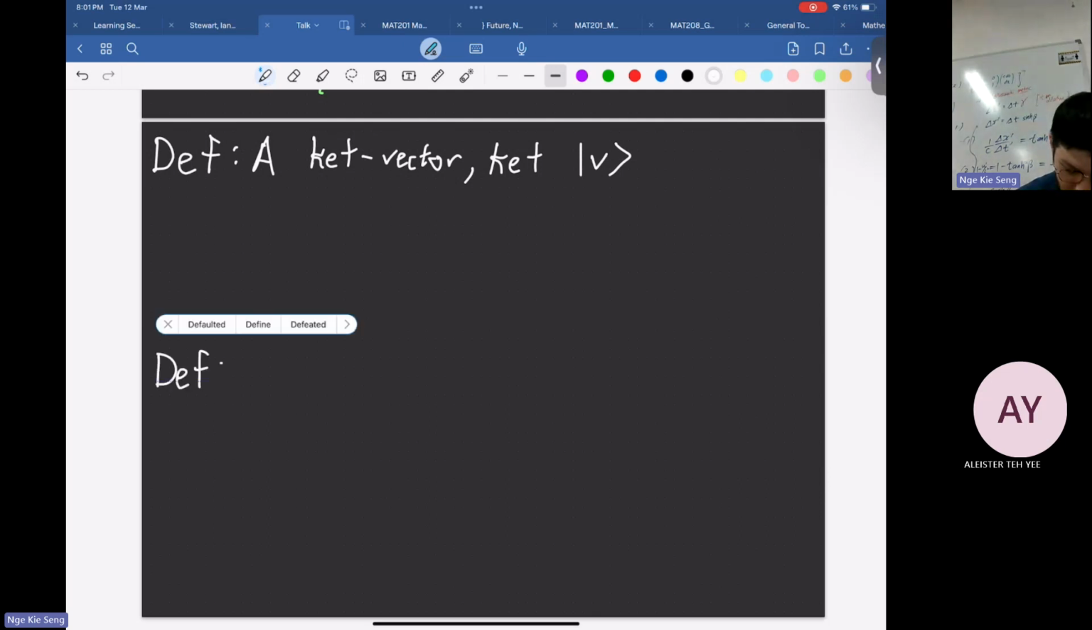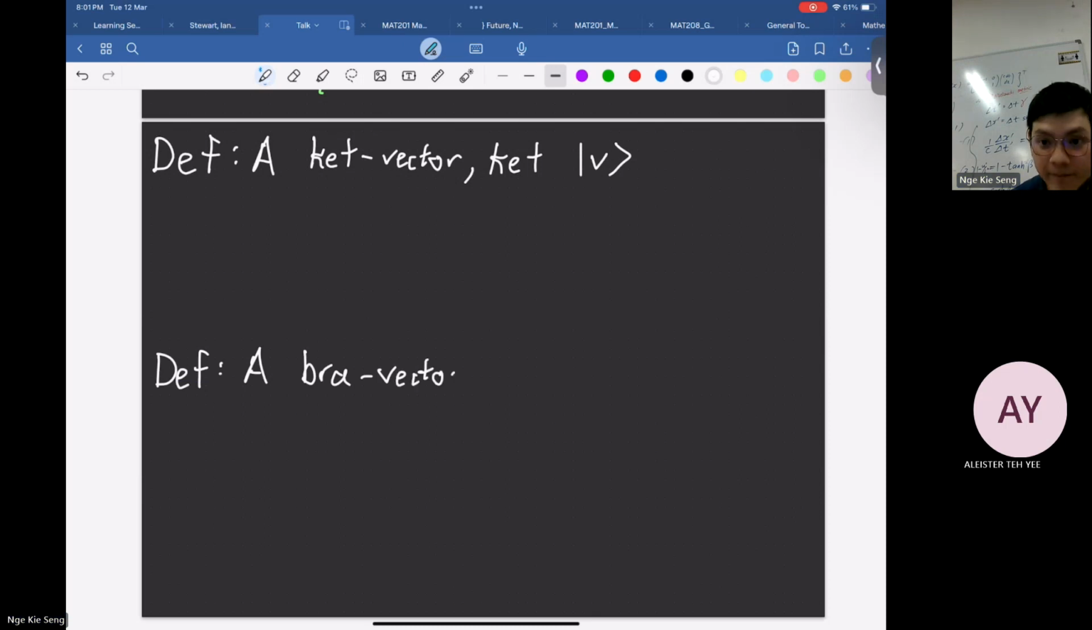Maybe I put bra first. So what's a bra vector? So bra is something like this. Okay, so if you put bra and cat together, it becomes bracket. Let me finish this and then we'll take a break.